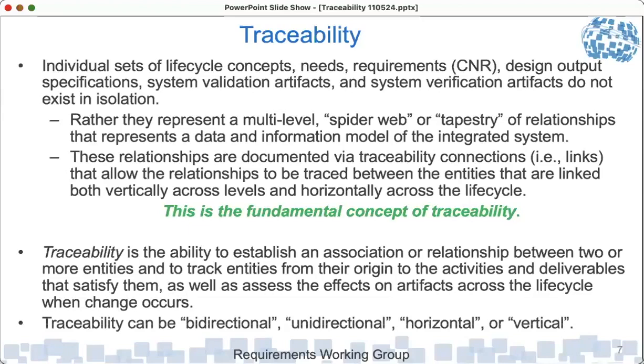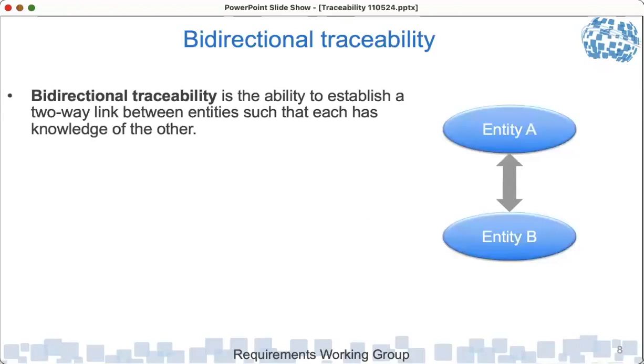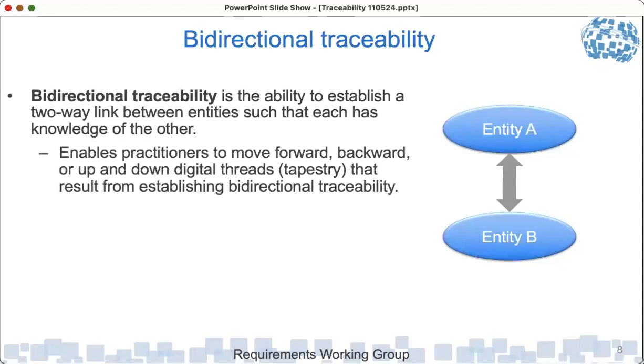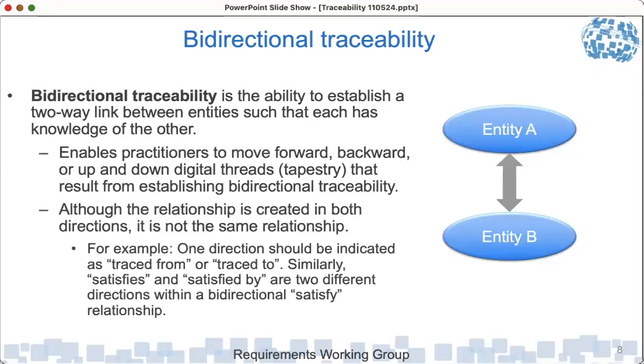And traceability can be bidirectional, unidirectional, horizontal, or vertical. Bidirectional traceability is the ability to establish a two-way link between entities such that each has knowledge of each other. The benefit of having bidirectional traceability is that we can move forward, backward, up and down the digital threads or the tapestry that result from establishing the bidirectional traceability. And although the relationship is created in both directions, it's not really the same relationship. For example, one direction should be indicated as trace from or trace to. Similarly, satisfies or satisfied by are two different directions within a bidirectional satisfied relationship.